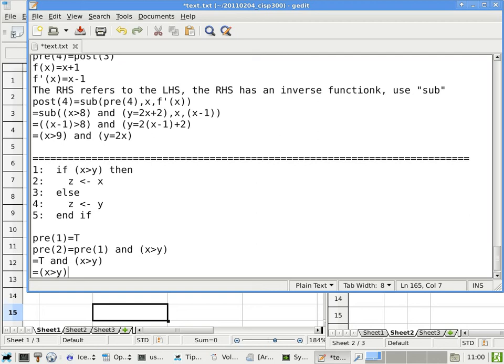True and true is true. True and false is false. False and true is false. False and false is also false. That's the definition of conjunction. I'm just presenting it in a table format instead of the one that we have in the notes.